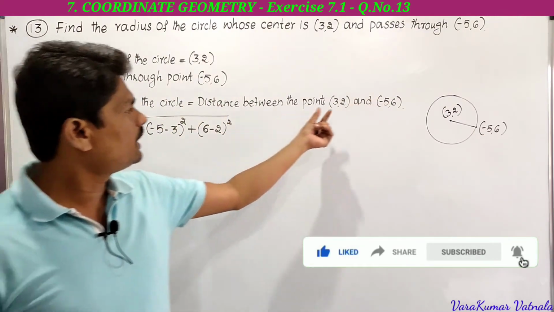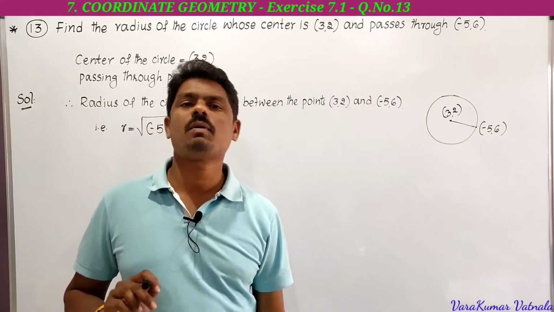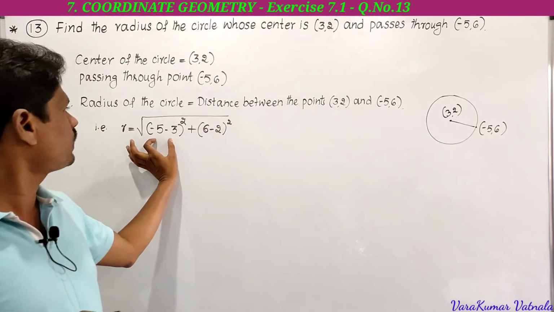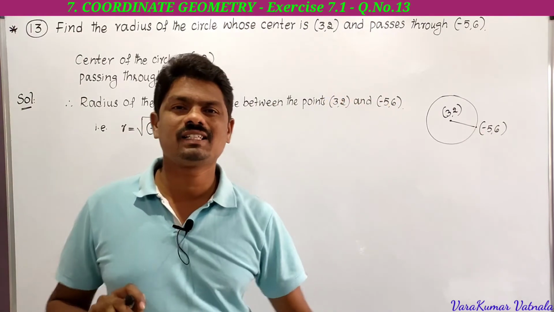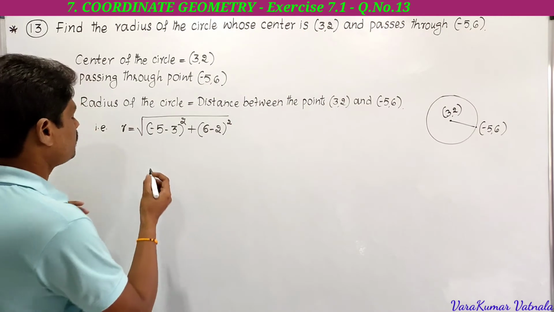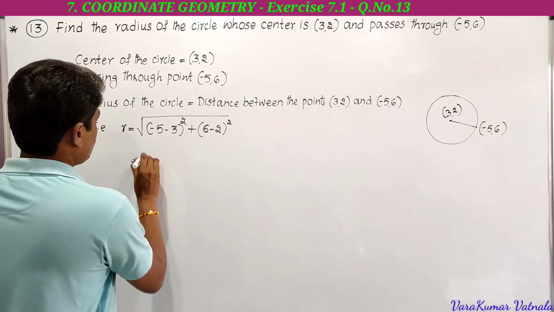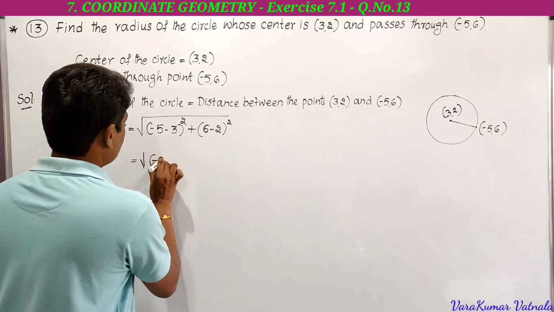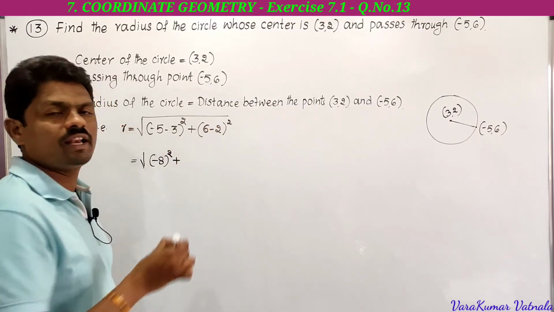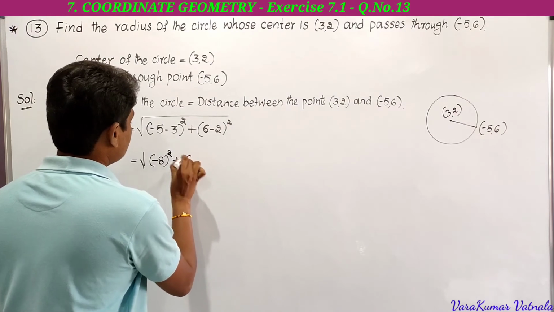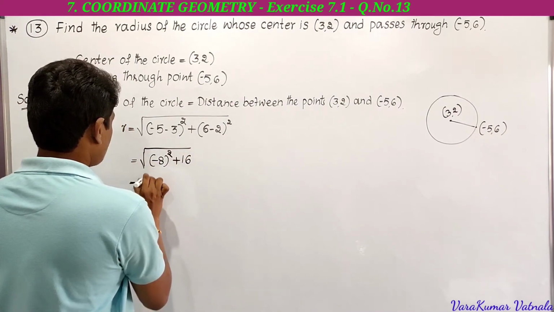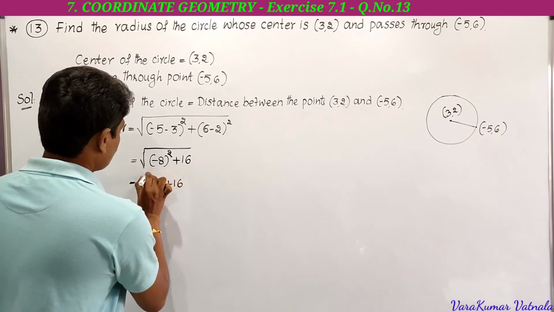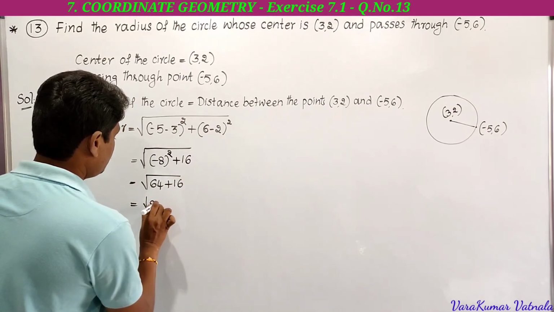So r equal to, let it be (x1, y1) and (x2, y2). So square root of (x2 minus x1) whole square is (-5 - 3) whole square plus (y2 minus y1) whole square is (6 - 2) whole square. Just we have to simplify it. So r is equal to square root of, -5 - 3 is -8, whole square, plus 6 - 2 is 4, 4 square is 16. So (-8) whole square is 64, and 16. Square root of 64 plus 16 is square root 80 units.